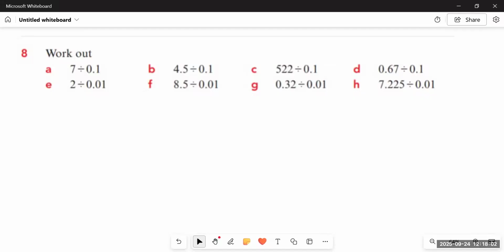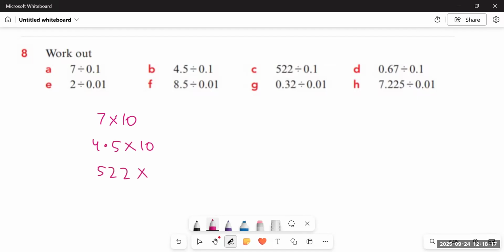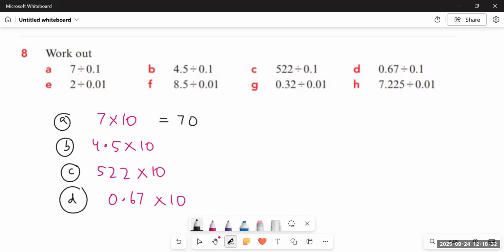Now just do it the same way. 7 divided by 0.1 is 7 multiplied by 10. 4.5 divided by 0.1 is 4.5 multiplied by 10. 522 divided by 0.1 is 522 multiplied by 10. And 0.67 divided by 0.1 is 0.67 multiplied by 10. This is how it's supposed to be done. So 7 into 10 is 70. 4.5 into 10 is 45. 522 into 10 is 5220. And 0.67 into 10 is 6.7.